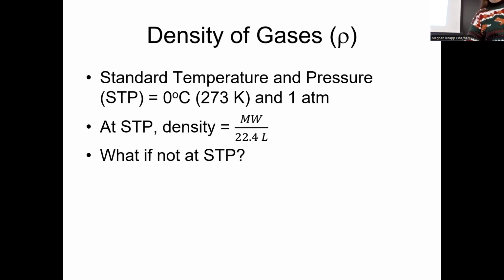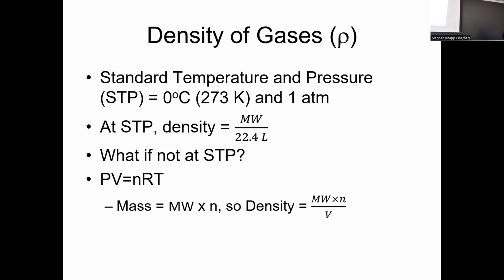We can also rearrange to find the density of something. So the density is going to be the molar weight over 22.4, because that's the mass in grams of 1 mole divided by the volume of 1 mole. But if I have a different temperature and pressure, then I'm going to use this equation. So you already have that equation in your notes.